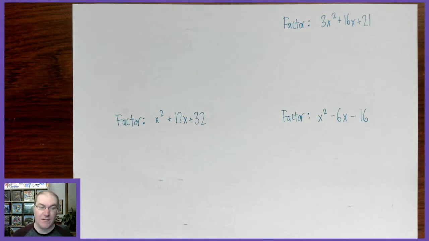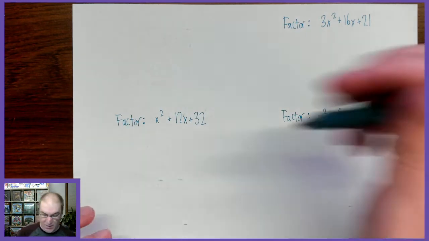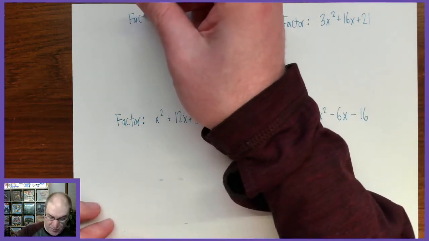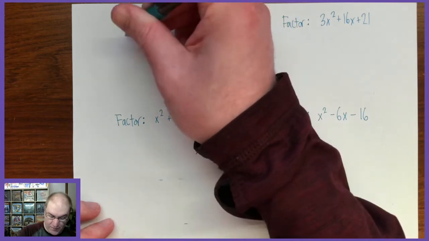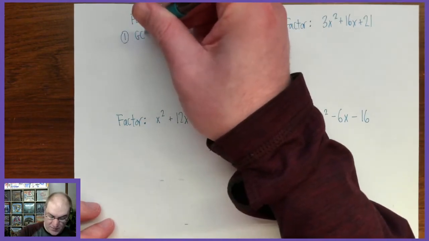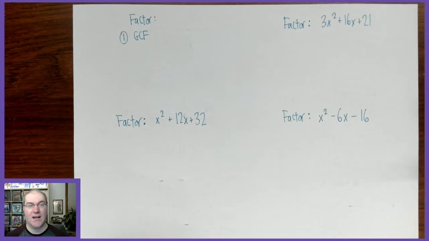When you factor a trinomial, there are three things you should try. One of them should work. When you factor, you should always check first: can you use greatest common factor? Is there something that you can divide out of each term?